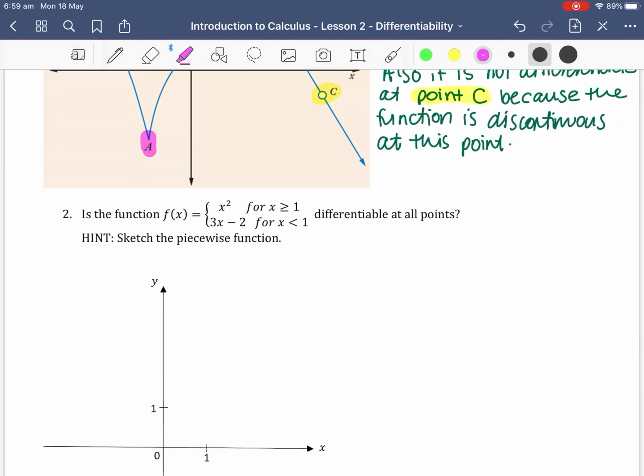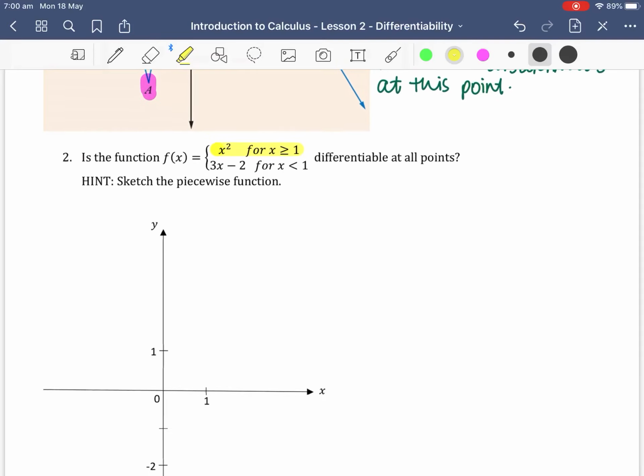Okay, moving on. Is this function f x equals x squared for x greater than or equal to 1, and 3x minus 2 for x less than 1, differentiable at all points? This is called a piecewise function, and we want to sketch it as it will show where it's smooth and where it's not differentiable or where it doesn't occur. Our first part of the function is x squared for x greater than 1.